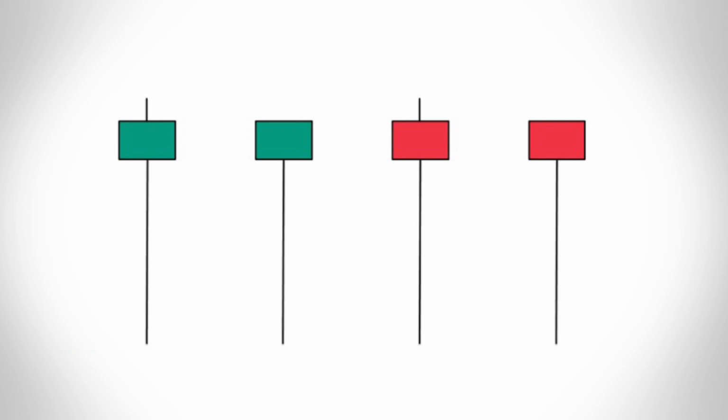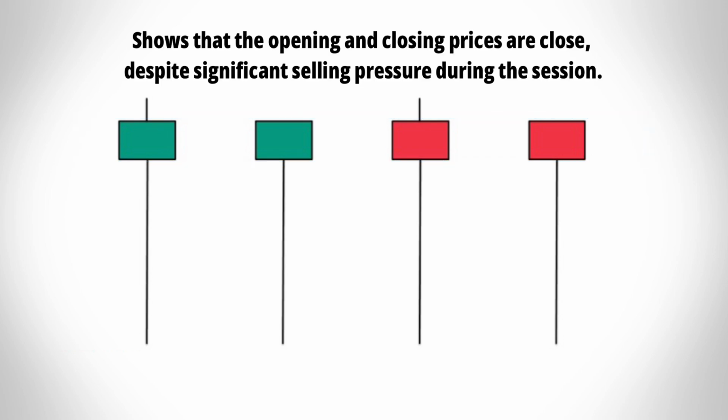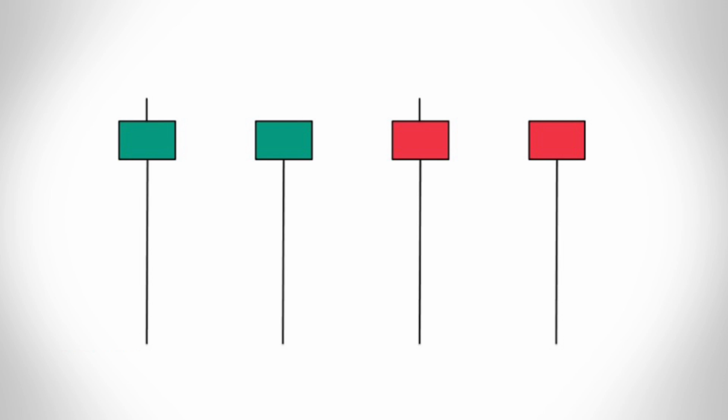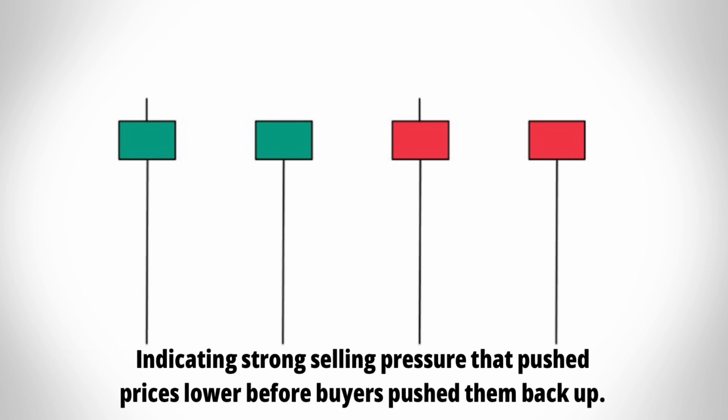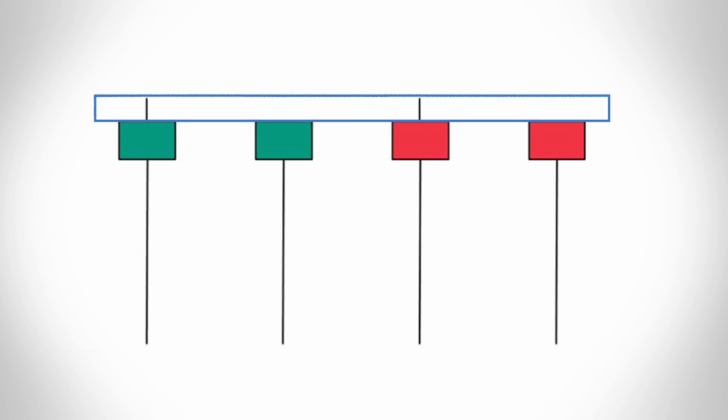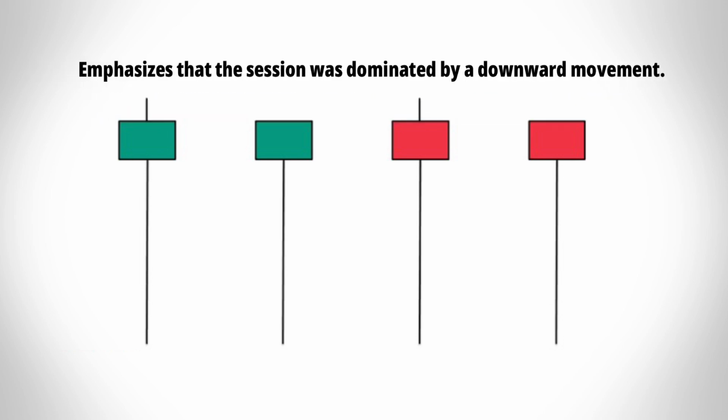Now, first, a hanging man candlestick has a small body. The small body near the top of the candlestick shows that the opening and closing prices are close despite significant selling pressure during the start of the session. It has a long lower wick or shadow. The long lower wick must be twice the length of the body, indicating strong selling pressure that pushes the price low before the buyers pushed it back up. A hanging man candlestick has little or no upper shadow, and a minimal or absent upper shadow emphasizes that the session was dominated by a downward movement.